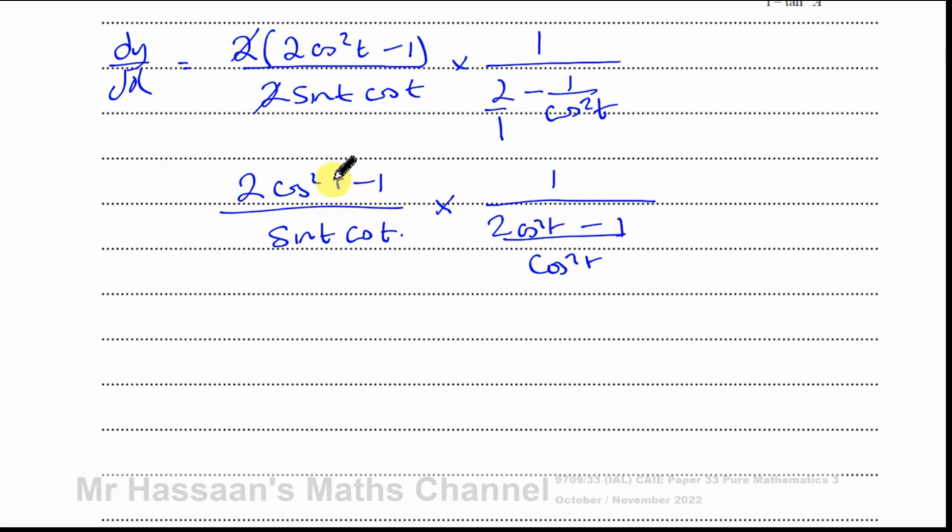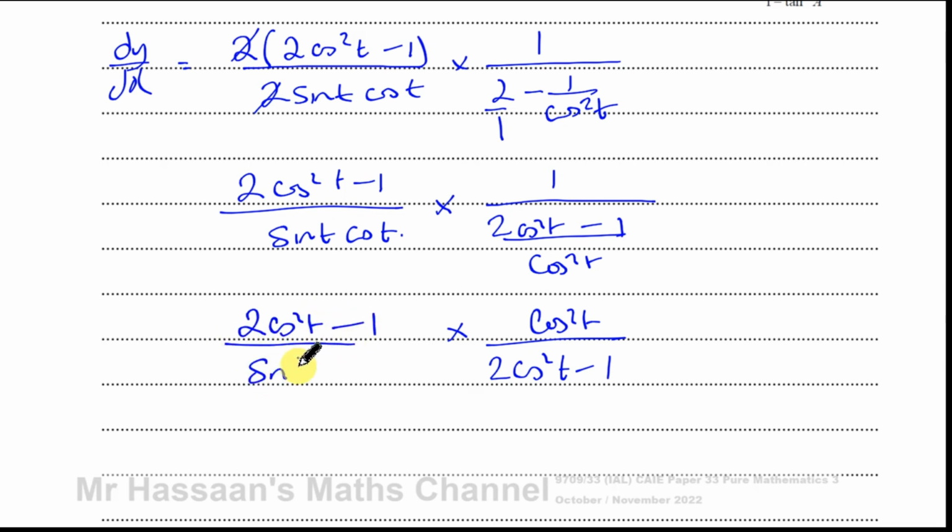Now, what I notice is these are the same, okay? And if I do this times that, if I do 1 divided by this, it's the same as 1 times this as its reciprocal. So I can write this as cosine squared t on the numerator and 2 cosine squared t minus 1. And that's multiplied by 2 cosine squared t minus 1 over sine t times cosine t.